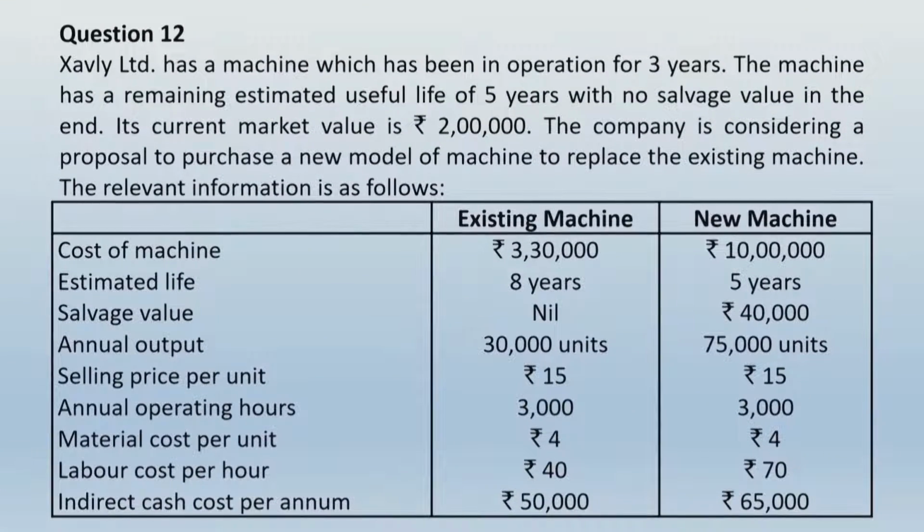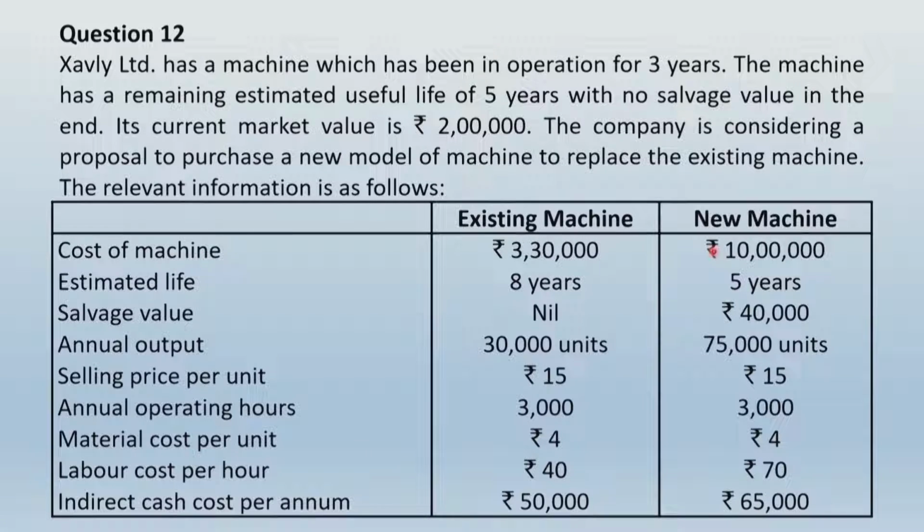Zavli Limited has a machine which has been in operation for 3 years. The machine has a remaining estimated useful life of 5 years with no salvage value in the end. Its current market value is rupees 2 lakhs. The company is considering a proposal to purchase a new model of machine to replace the existing machine. The relevant information is as follows.